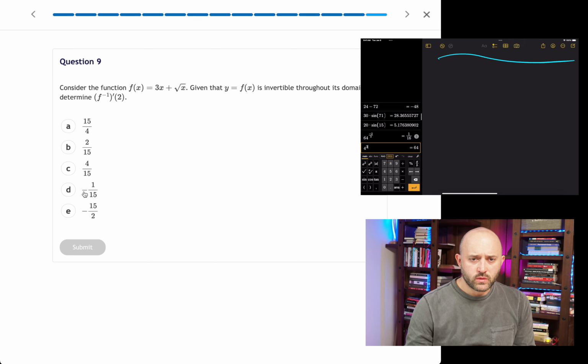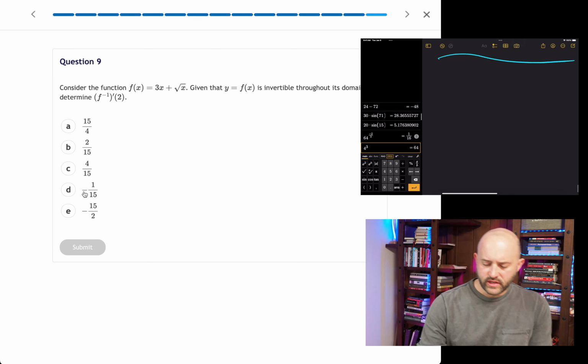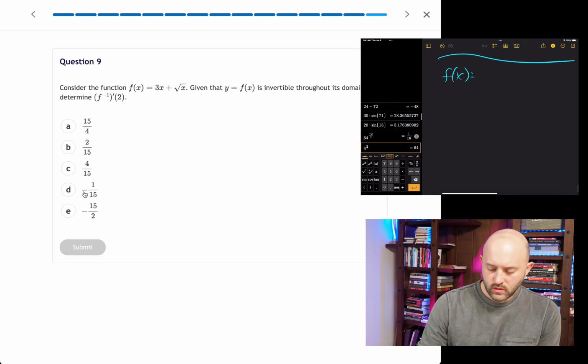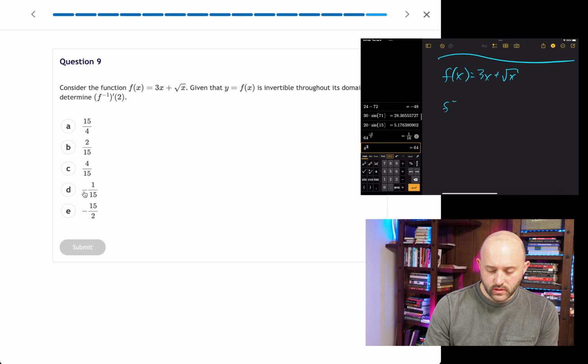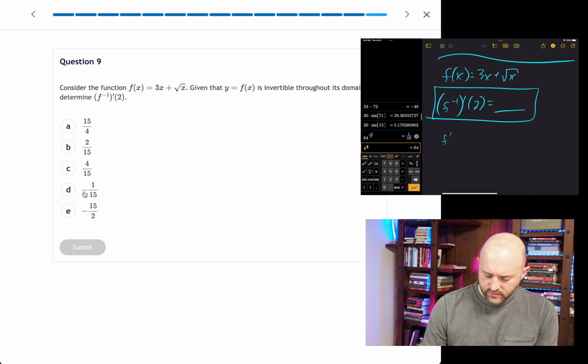Everyone gets to go. Question number 9. f of x equals 3x plus the square root of x. Okay. It's invertible. Great. What is the inverse function derivative of, so f inverse prime of 2 equals blank. That's the thing we're solving for. f inverse prime equals 1 over f prime of f inverse of 2.